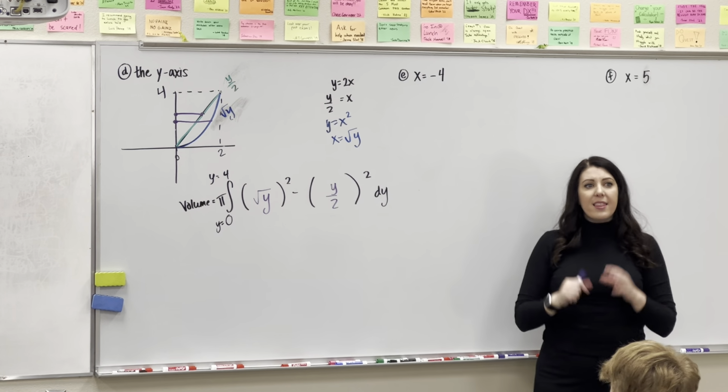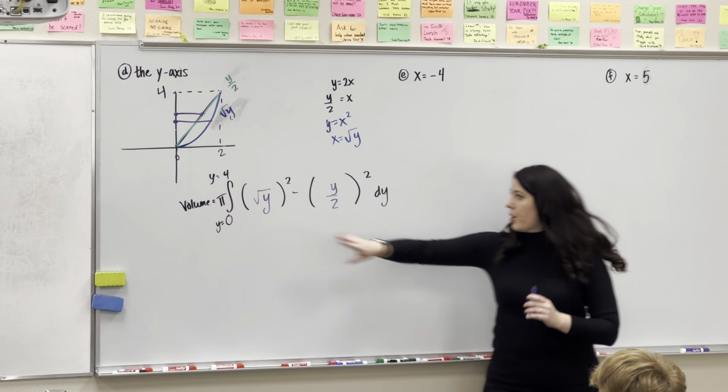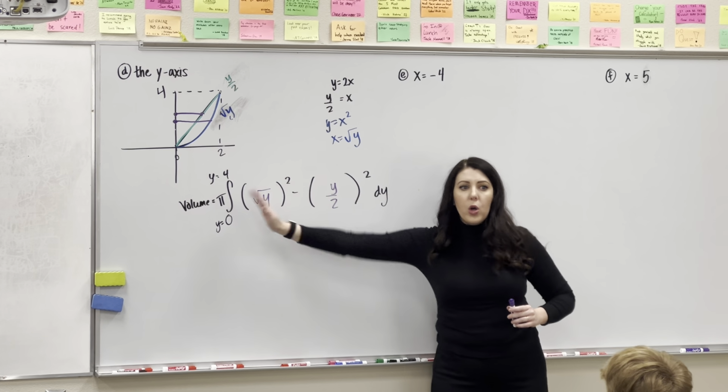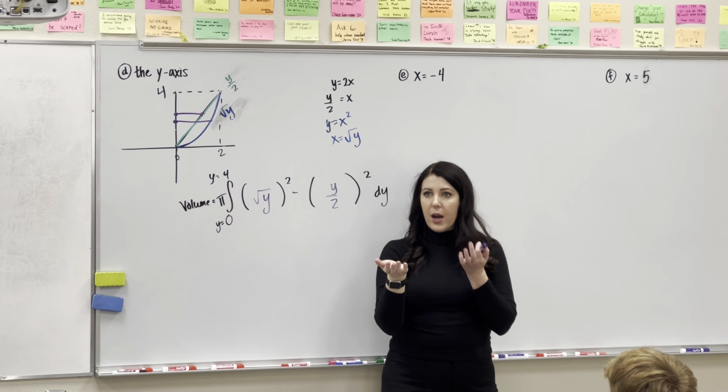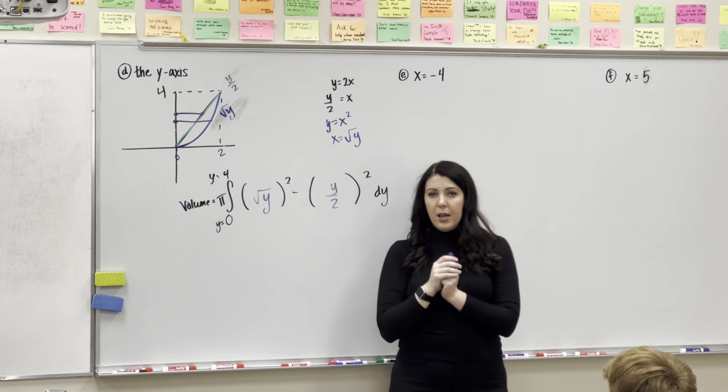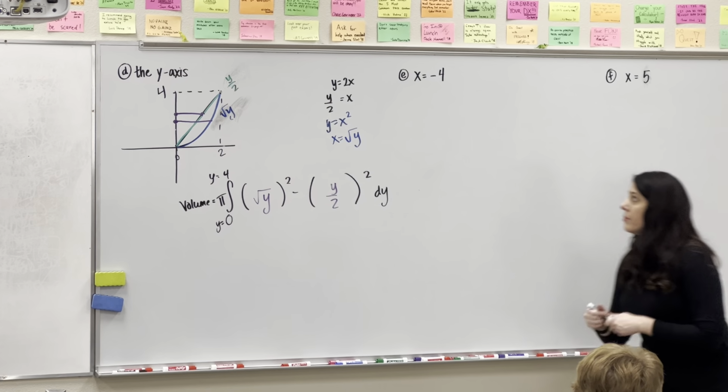You want to make the last thing you're doing your R out and your R in. You want to make sure the whole setup is right. You have the word volume, you have pi, you have your bounds, you have your squares and your minus, and your d whatever. Last thing you should be doing is figuring out your R out and R in. Does that make sense to everybody? Okay, let's do 2 more.